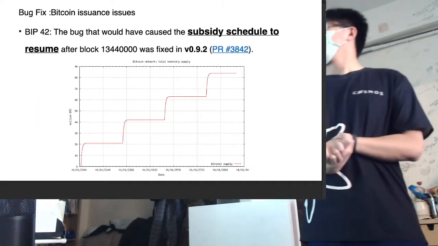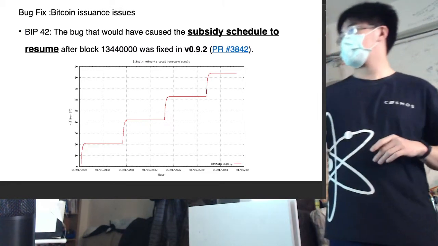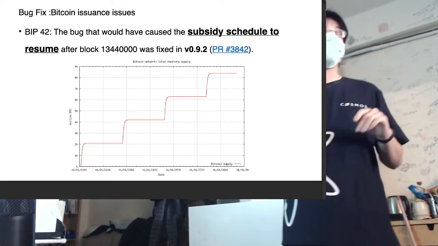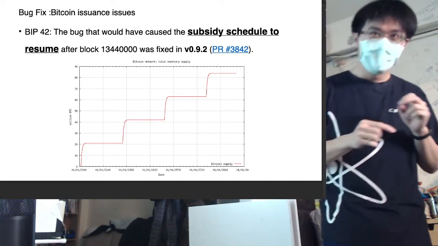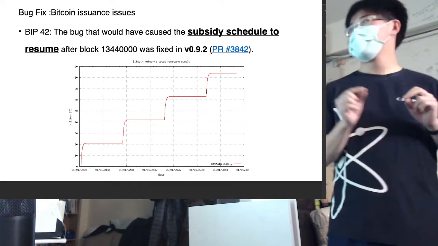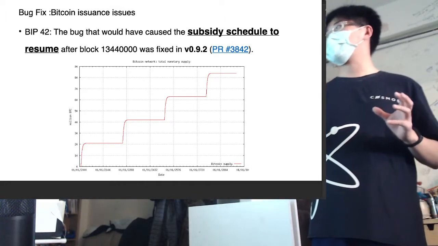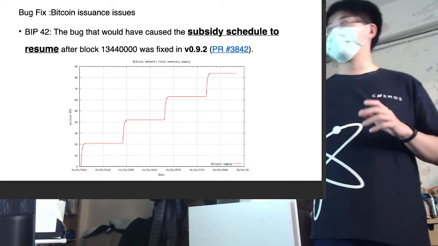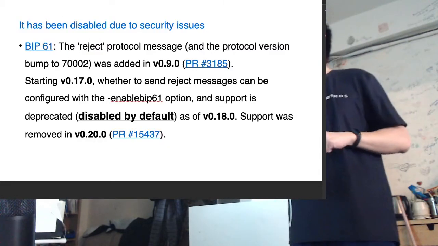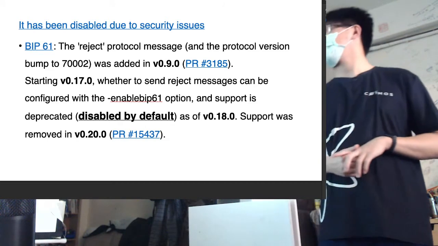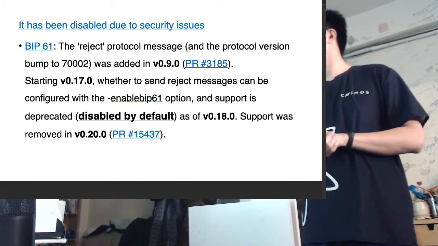Okay. And BIP 42, they are talking about the issuance issue. It's interesting, and we know in 2014 21 million, the Bitcoin will not issue any more Bitcoin, but there was some bug inside. They could continue to issue new coin, so they fixed the issue. Yeah. And BIP 61, this is already disabled by default. So next one.